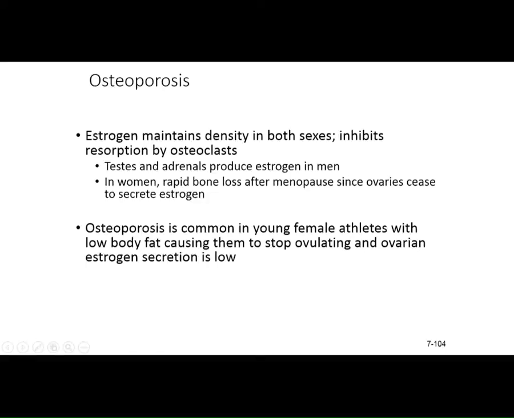Estrogen is also another issue with osteoporosis. Estrogen maintains the density of the bones in both men and women. Men do make some estrogen. It's a real problem, though, postmenopausal. At that point, there's a lot less estrogen being made by women, and estrogen inhibits resorption by osteoclasts.